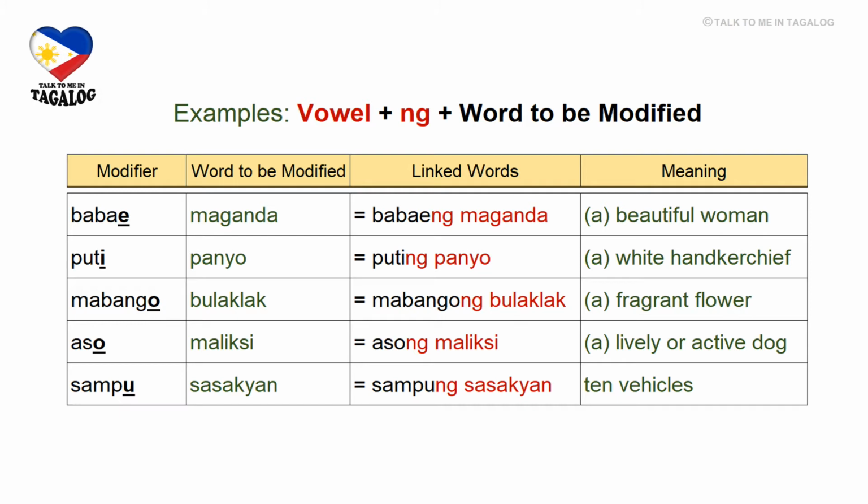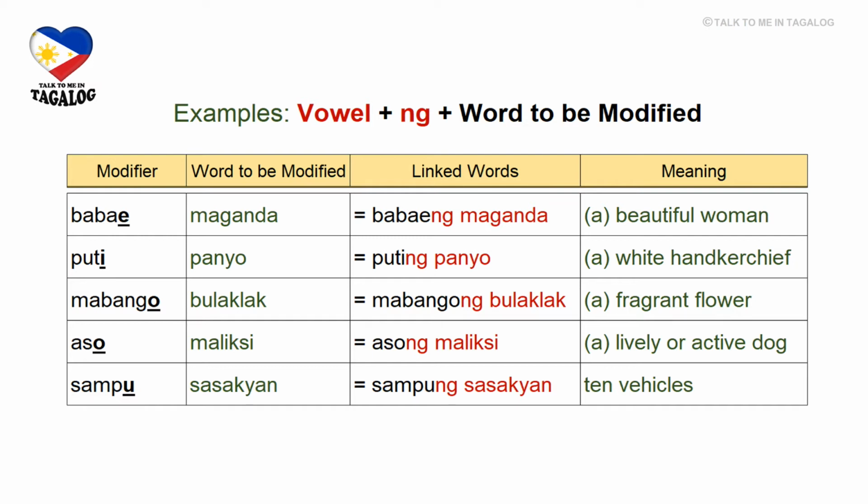How about a white handkerchief? White is puti, handkerchief is panyo. Puti ends with an I, so we add ng. Puting panyo. The same goes for a fragrant flower. Fragrant in Tagalog is mabango. Flower is bulaklak. Mabango ends with an O, so we add ng. Mabangong bulaklak, a fragrant flower.